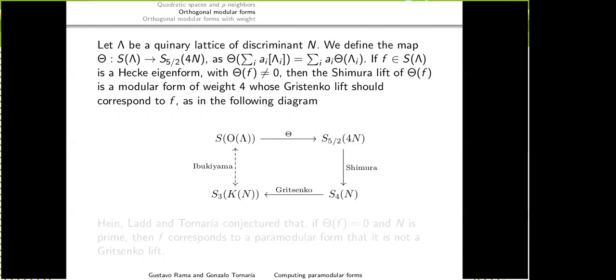Now, if we have a cuspidal orthogonal modular form f, which is a Hecke eigenform, with theta of f different from 0, then the Shimura lift of theta of f is a modular form of weight 4 whose Gritsenko lift should correspond to f, as in the following diagram. The Gritsenko lift is a lift that sends classical modular forms of weight 4 and minus sign to paramodular forms.